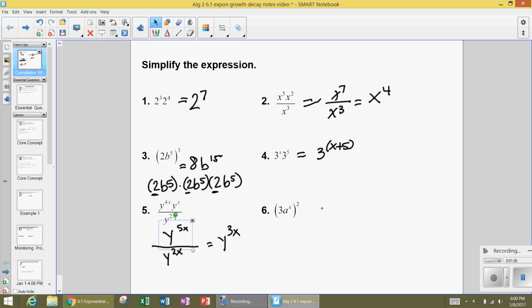And then number 6, we have 3a to the x times 3a to the x. Okay, so 3 times 3 is 9. A to the x times a to the x is going to be a to the 2x because we're going to add these exponents. X plus x is 2x.